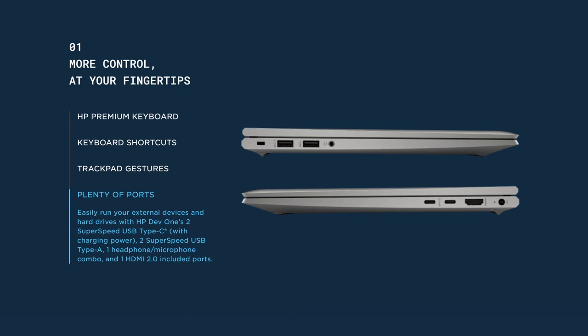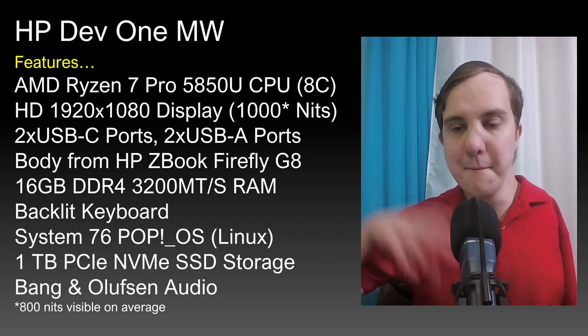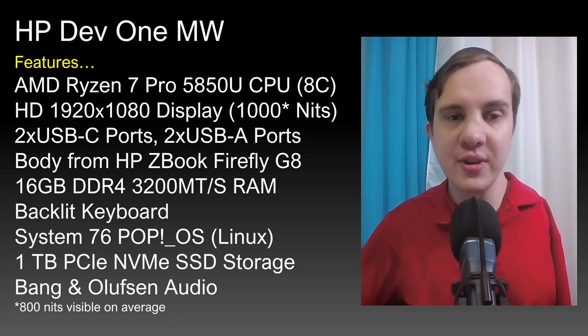2 USB Type-A ports, which is great. And a headphone microphone combo jack and an HDMI 2.0 port. This device also has a barrel pin AC power connector with a 65 watt external brick and a 53 watt hour internal battery, which makes sense. So this device is not a mega ultra powerful workstation.